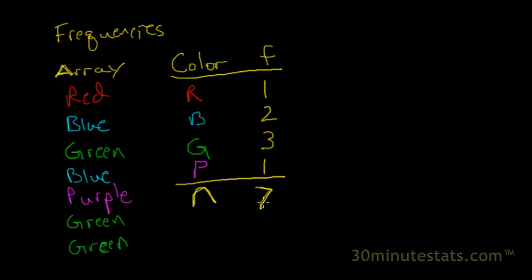And so we've got a sample size of 7 colors here that we've taken from an array and turned into a frequency distribution. So this is one example of starting with an array of data and then creating the frequency distribution from that array. Okay, let's move on and do another example.